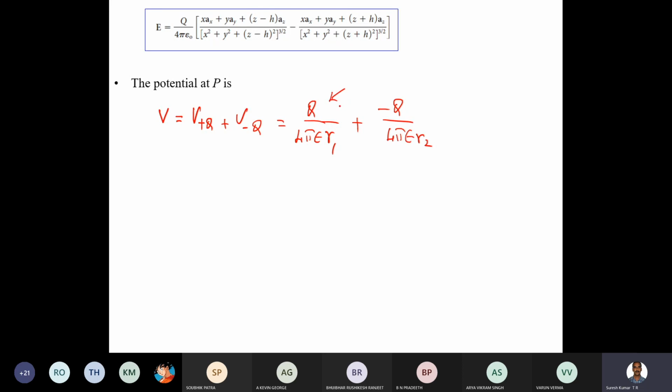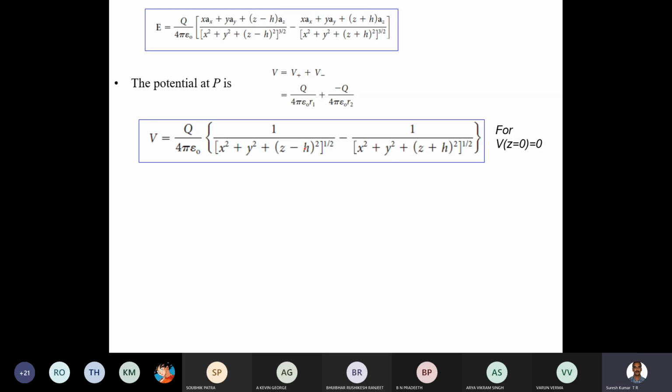For a point charge, potential due to a point charge, if it is brought from infinity, this will be the potential at some point. Now you know R1 and R2; previously we have calculated the magnitude of R1 and the magnitude of R2. You can plug them in, and so it's a scalar. Now, so potential is calculated.